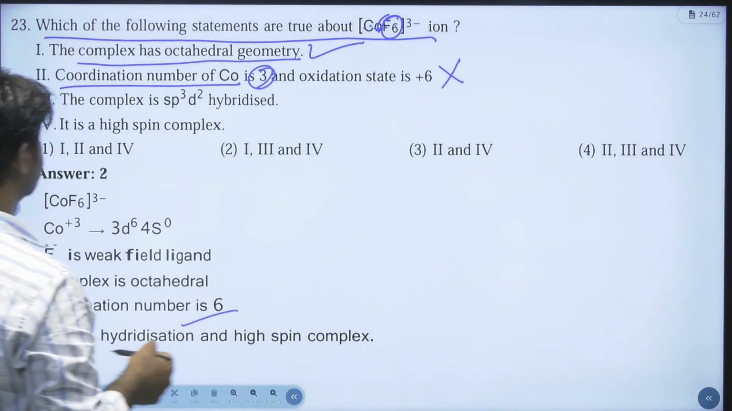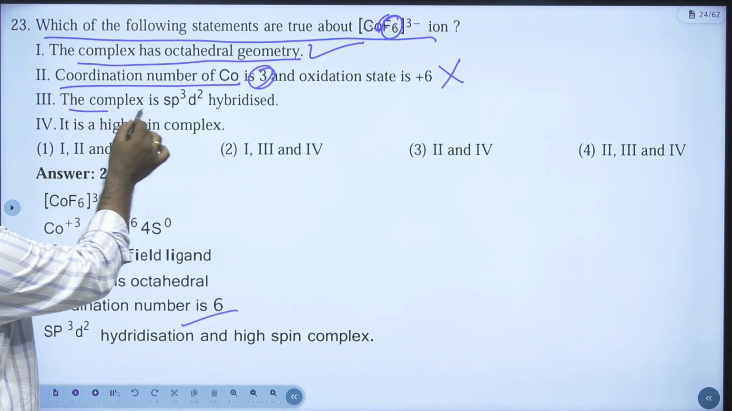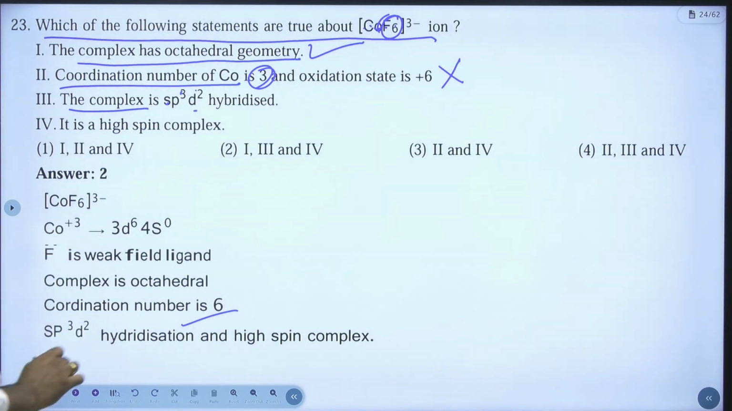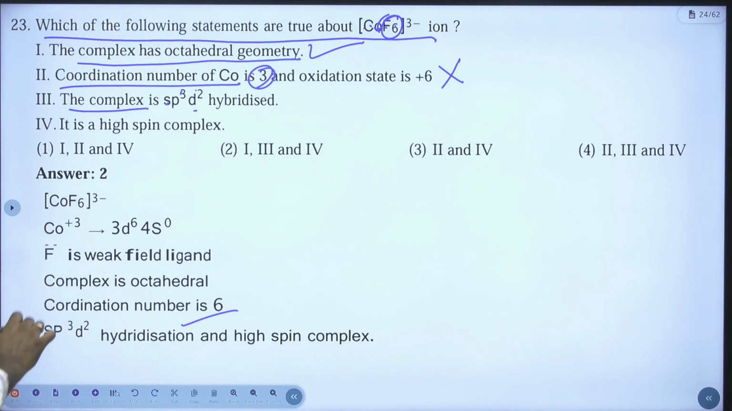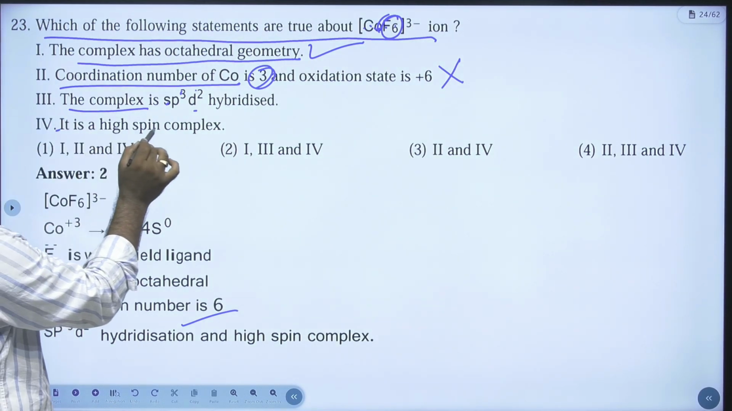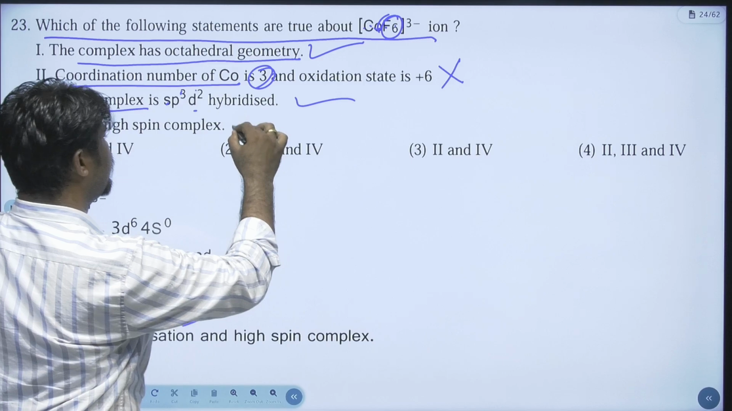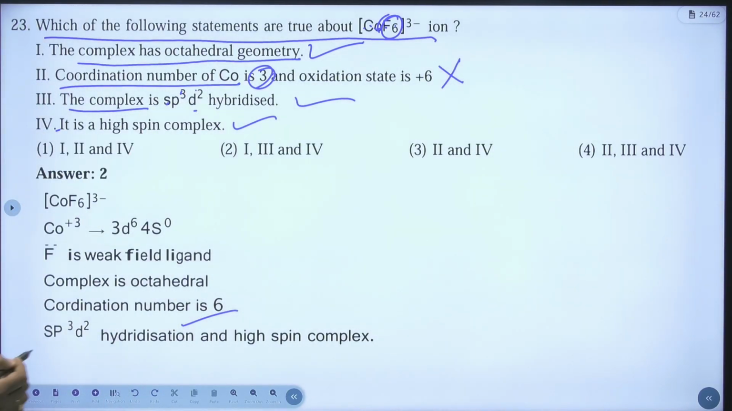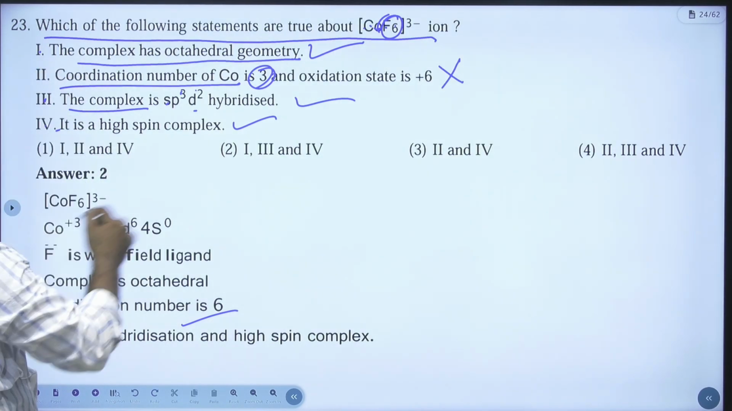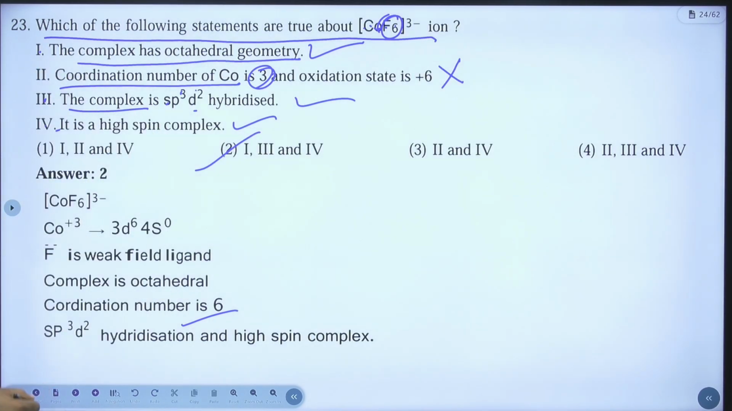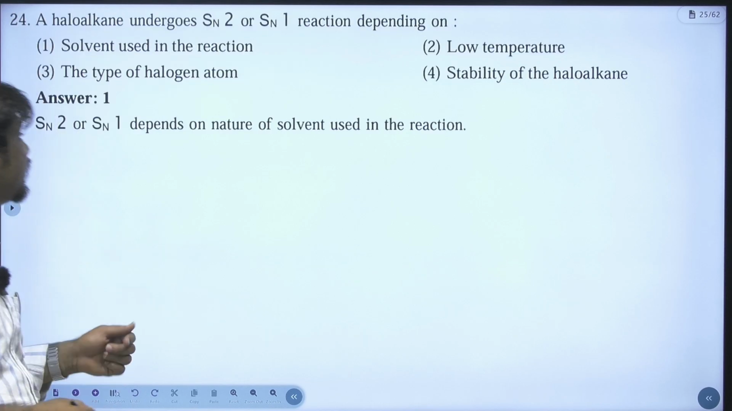Next, the complex has sp3d2 hybridization. Yes, the complex shows sp3d2 hybridization because fluorine is a weak field ligand. The last point, it is a high spin complex. Of course, because fluorine is a weak field ligand, as a result, it is a high spin complex. So the right statements are first, third, and fourth. So the right answer is the second option. Go to the next question.